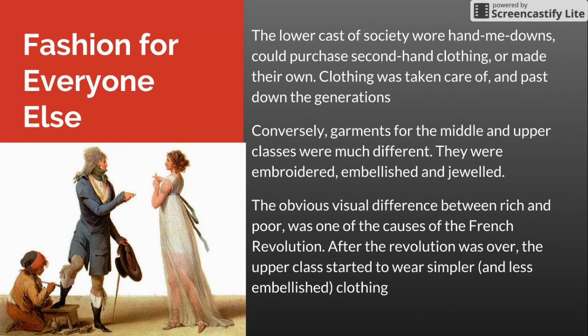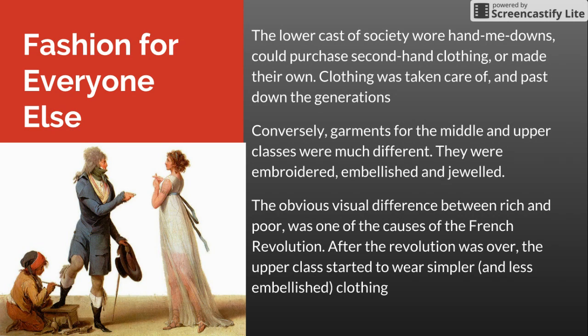If you were not part of the upper class, you would likely wear hand-me-downs. You would purchase secondhand clothing at various merchants, or you could make your own. You would take really good care of your clothing, and you would pass it down to cousins and maybe even children or children's children.